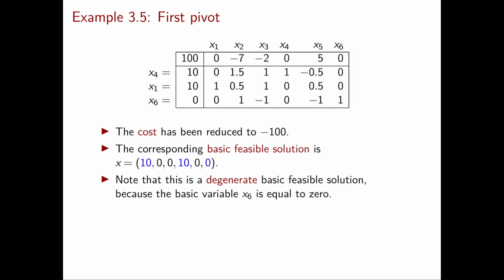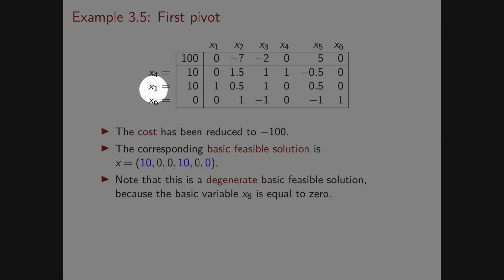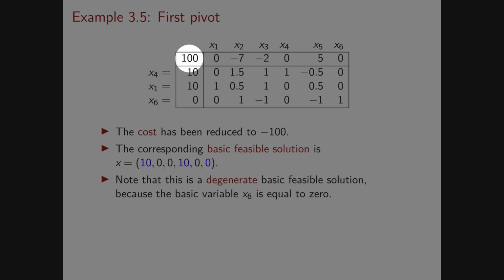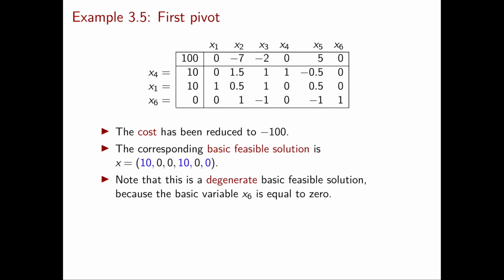An important thing to notice is that now I have x1 here instead of x5. This is because now the second basic variable is x1. Accordingly, the column corresponding to x1 is the second unit vector. What else can we see from this tableau? Well, the cost is now minus 100. So we went from a cost of 0 to minus 100. Hence, the new solution is indeed better than the previous one, as it should be.